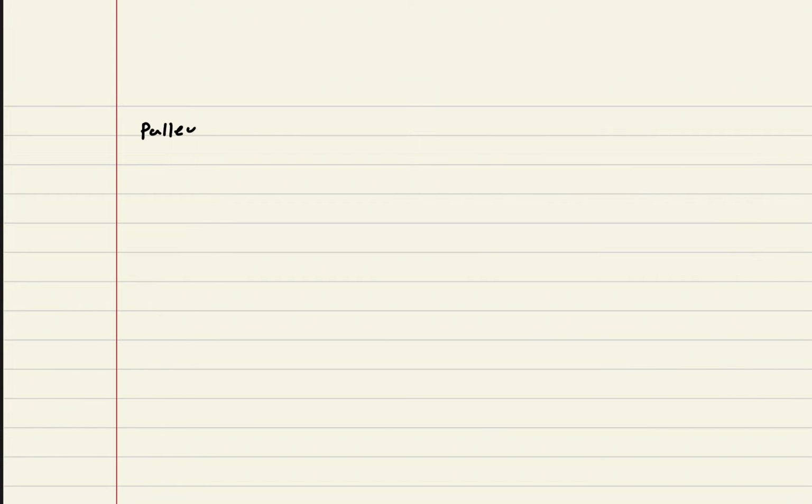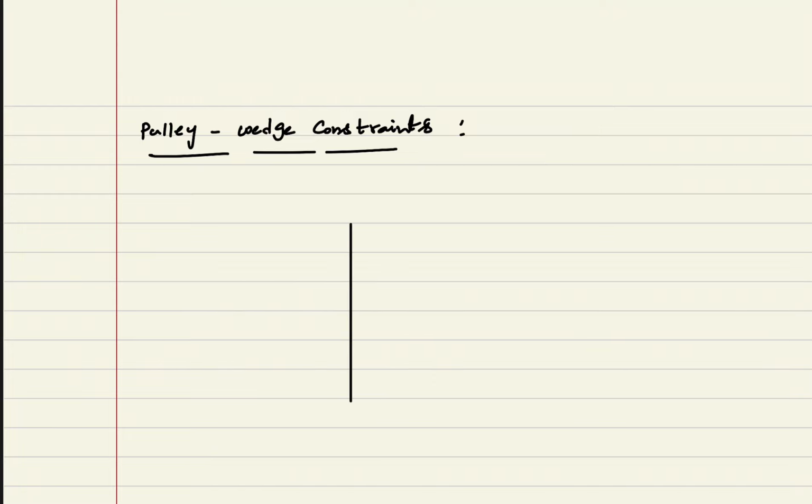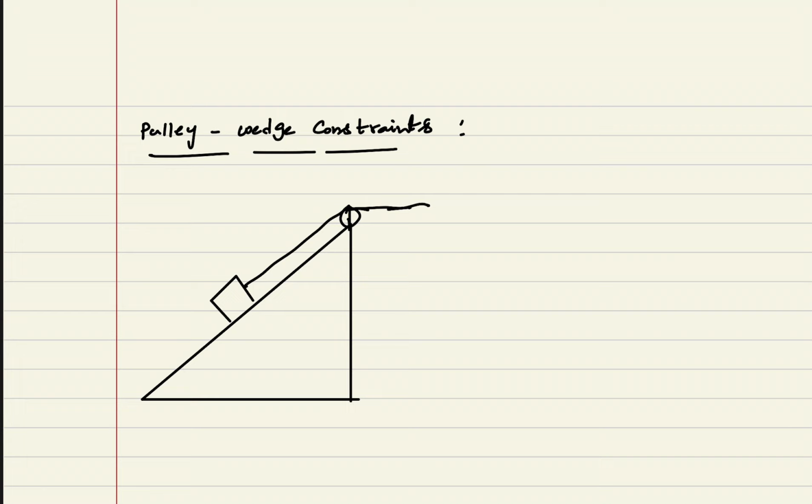Pulley and wedge constraints. What is the main concept behind this? Okay. Pulley and wedge constraints. Here I am taking one example. You can see that already we have written what a pulley is and what wedge constraints are. Now you can see there is a block of mass m which is connected to a pulley, and the pulley is connected to a support.